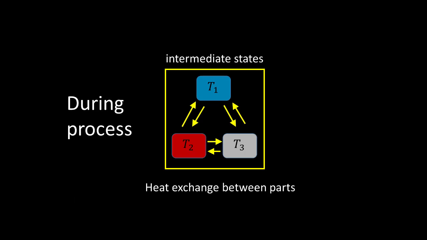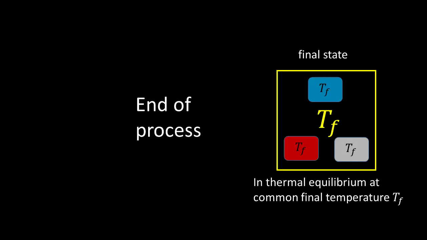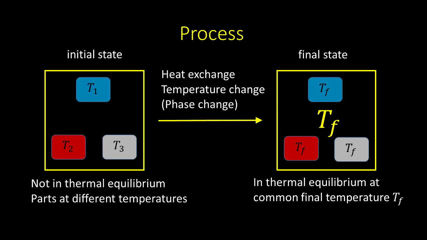During the process, the system changes and passes through a series of intermediate states. Heat is exchanged between the parts, which experience temperature change or phase change, or both. At the end of the process, in its final state, all parts of the system are in thermal equilibrium at a common final temperature Tf, which is the temperature of the system. Here is the entire process represented with its endpoints.